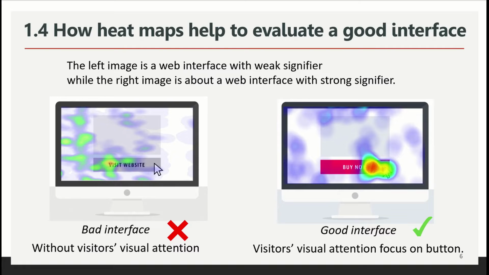How does a heat map help to evaluate a good interface? This slide shows the left image is a web interface with a weak signifier, while the right image is a web interface with a strong signifier. If you look at this slide, you can see the eye heat map that displays transparent warm colors. Those areas attract user attention to a greater and lesser degree, as indicated by eye tracking data.